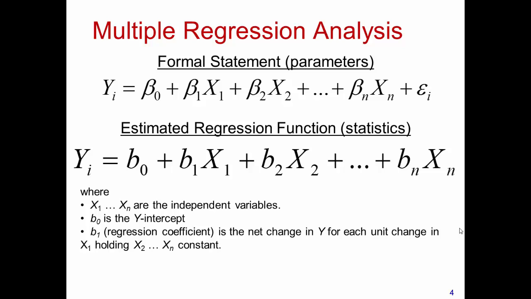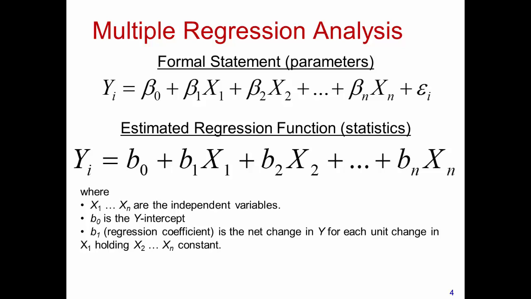B sub 0 is the y-intercept, in other words, the value of y when all of the independent variables are 0. It's the point at which the regression plane crosses the y-axis, the vertical. And B sub 1 is the net change in y for each unit change in x sub 1, holding x sub 2 to x sub n constant. It is called a partial regression coefficient or just a regression coefficient. When we did simple linear regression, we called it B1, the slope of the regression line. You'll see the subscripts written as numbers or some kind of abbreviated label for the variable name. For example, you might see B sub age instead of B sub 1.